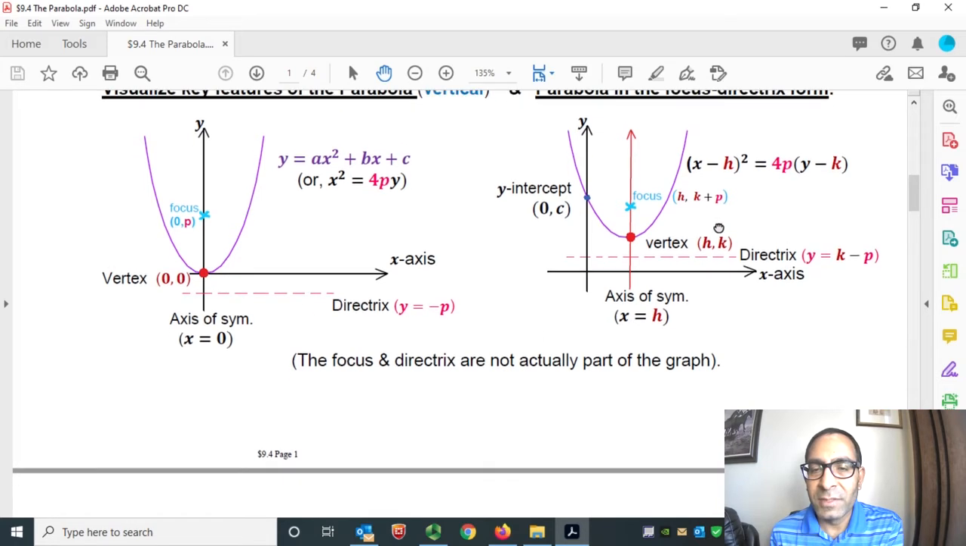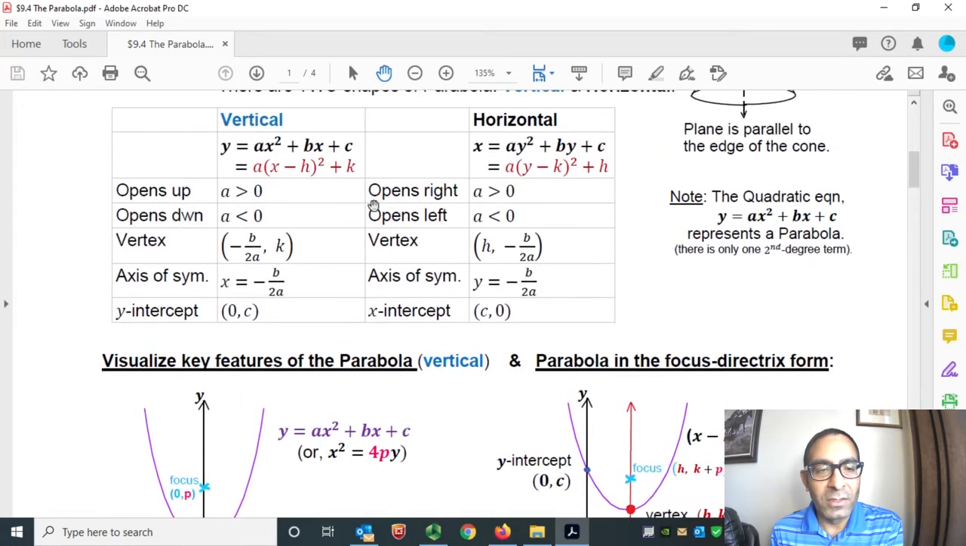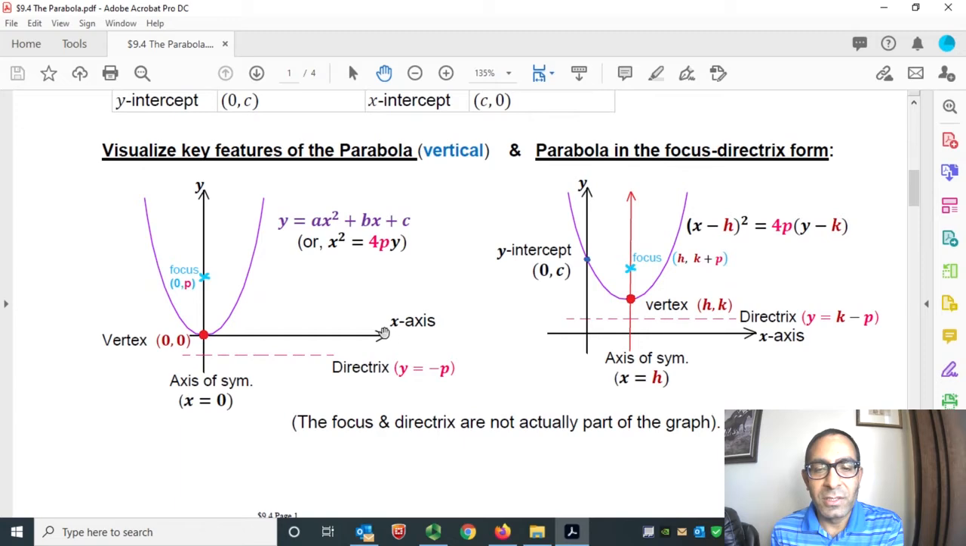In the second diagram, again our parabola is opening upwards. This time the parabola is shifted from having its vertex at the origin to the vertex at (h, k). Then the y-intercept is here at (0, c), the directrix is at y equals k minus p, and the axis of symmetry is x equals h. By the way, the focus and the directrix are not actually part of the graph of the parabola. I hope these key features make sense to you all. We have the formulas here for the key features as well as the visualizations.